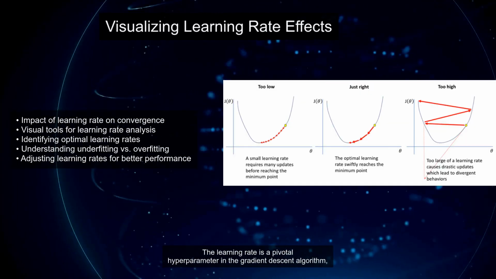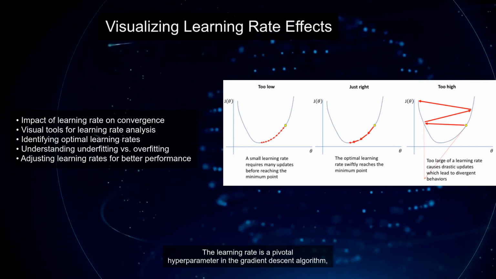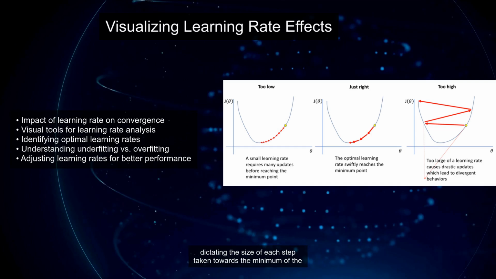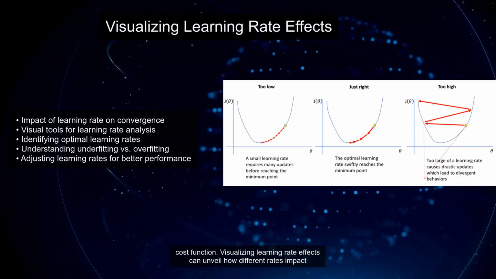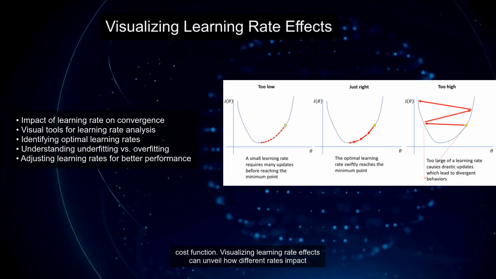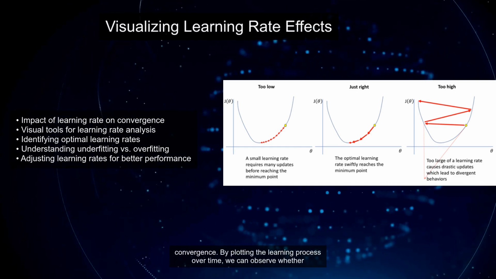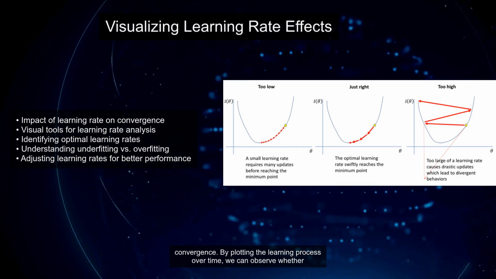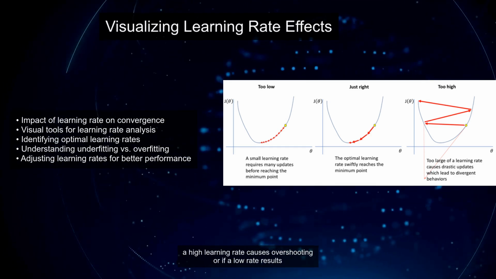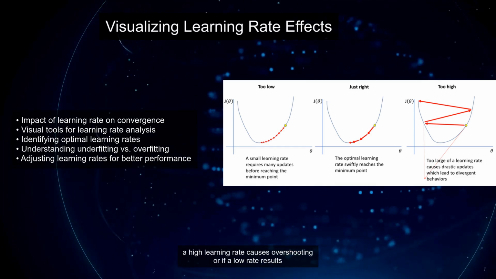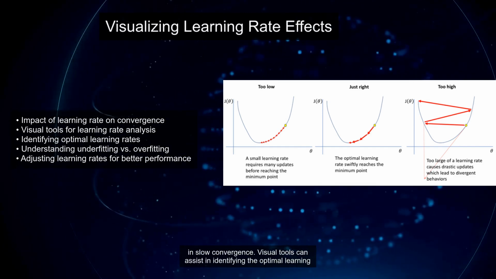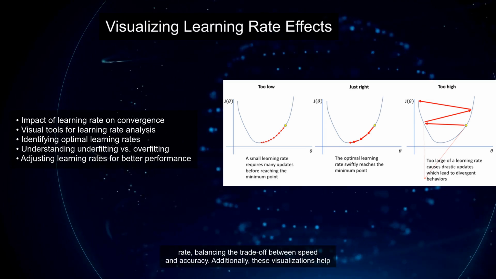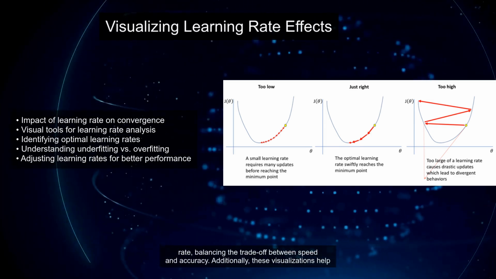The learning rate is a pivotal hyperparameter in the gradient descent algorithm, dictating the size of each step taken towards the minimum of a cost function. Visualizing learning rate effects can unveil how different rates impact convergence. By plotting the learning process over time, we can observe whether a high learning rate causes overshooting or if a low rate results in slow convergence. Visual tools can assist in identifying the optimal learning rate, balancing the trade-off between speed and accuracy.